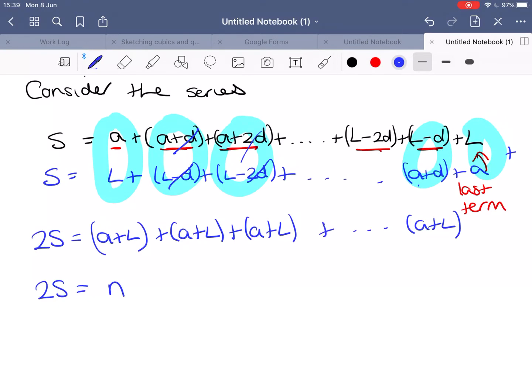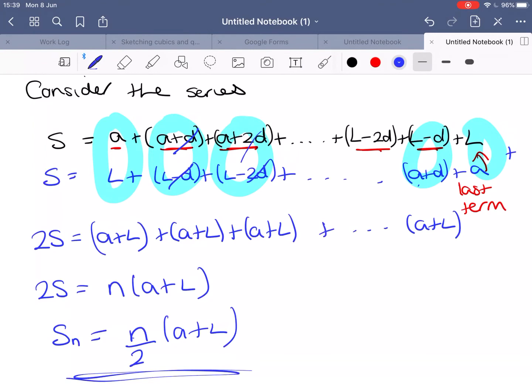So I've got n terms multiplied by a plus l, because I've got n lots of a plus l. So the formula for the sum of a series for n terms, we denote it like this, we say Sn, the sum to n terms. So the sum of my arithmetic series to n terms is given by the formula n over 2 times a plus l.